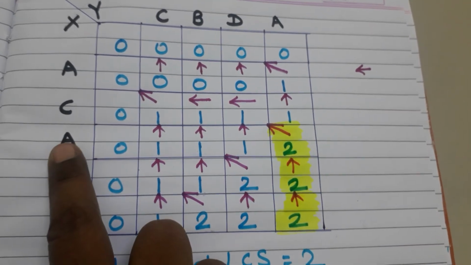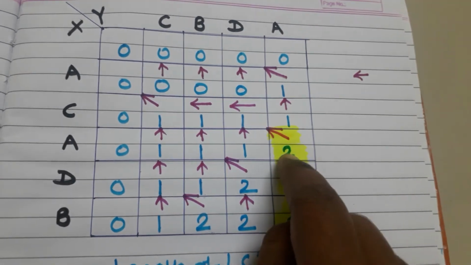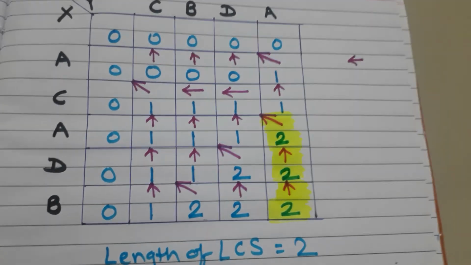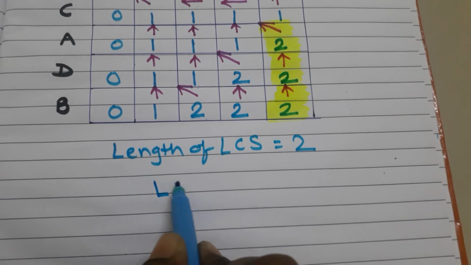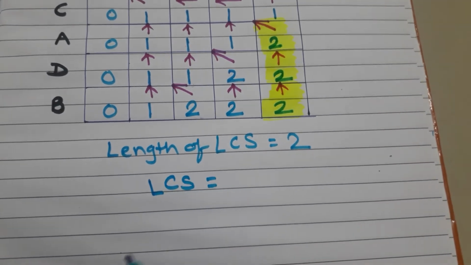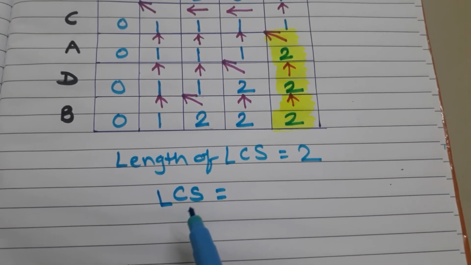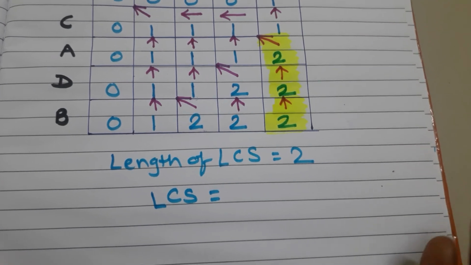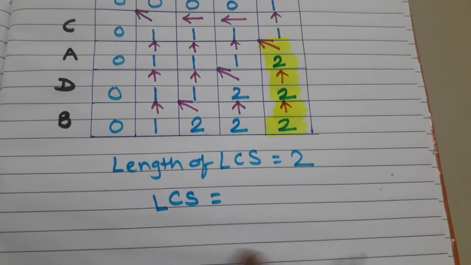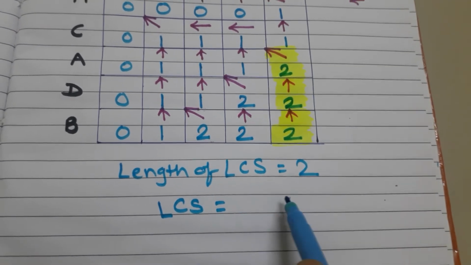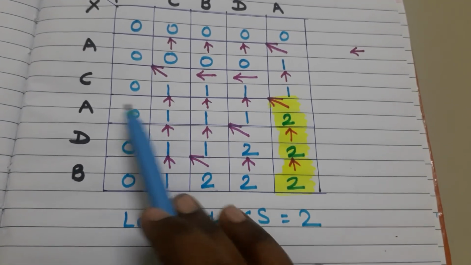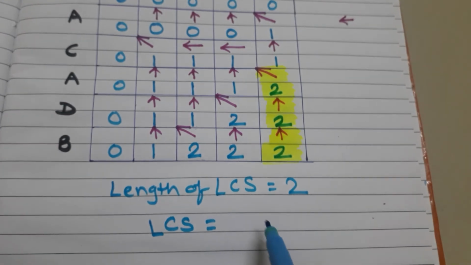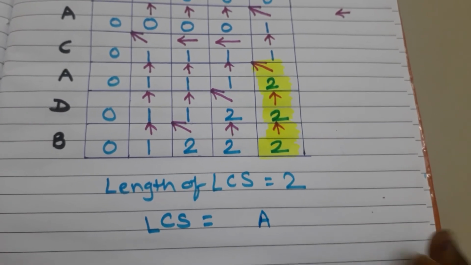Here the character A is given on both sides. So therefore, we will write the longest common subsequence. We write this longest common subsequence from the right side to the left side, in the reverse way. Here we got the diagonal cell, it consists of A, so we write A over here.